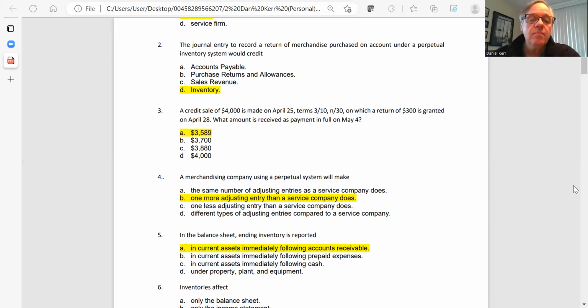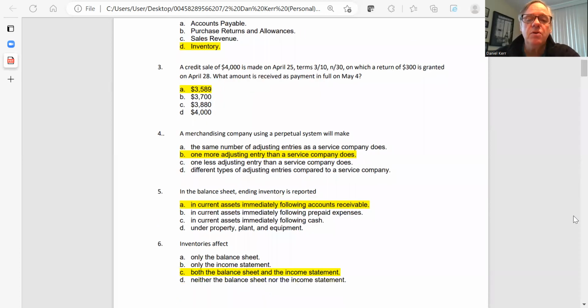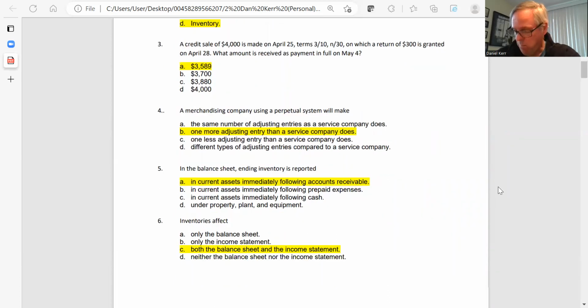Number 5, on the balance sheet, ending inventory is reported as a current asset. Remember, the assets are recorded in order of liquidity. So you'd have cash, you'd have accounts receivable, and then you would have inventory. Inventory would come right after accounts receivable. It can be converted into cash, but it's not as readily converted into cash as accounts receivable is. It would actually be above prepaid expenses. So the answer there is A.